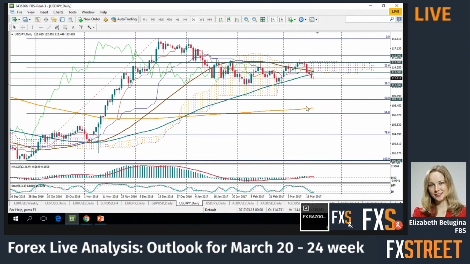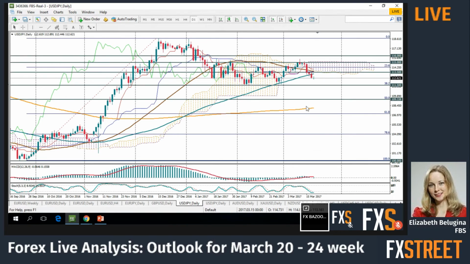We should remember that March is a time when Japanese investors are preparing for the end of the fiscal year, and usually there is a high repatriation of funds from abroad to Japan. This is a factor which contributes to higher demand for the Japanese yen, and despite the fact that the Bank of Japan keeps its monetary policy loose, this factor in the short term may lead to dollar yen testing levels near 111.50.